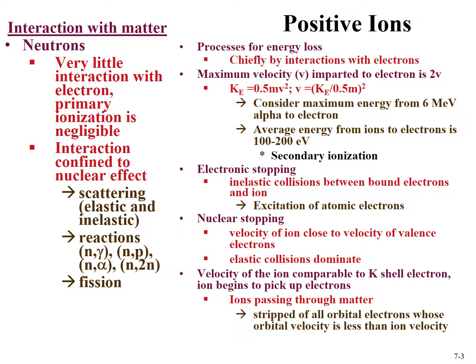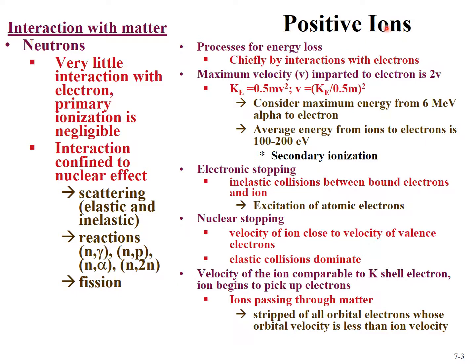Let's review the interactions of certain particles with matter. We'll start with neutrons. Neutrons are neutral, so there's very little interaction with electrons. The interaction is primarily confined to nuclear effects, so we can have scattering of neutrons, both elastic and inelastic. Nuclear reactions, so (n,gamma), (n,p), etc., listed here, and another nuclear reaction being fission. And as you can imagine, particularly the nuclear reactions, the (n,gamma) or the (n,fission), provide signals for those interactions and can be used as a method for detecting neutrons.